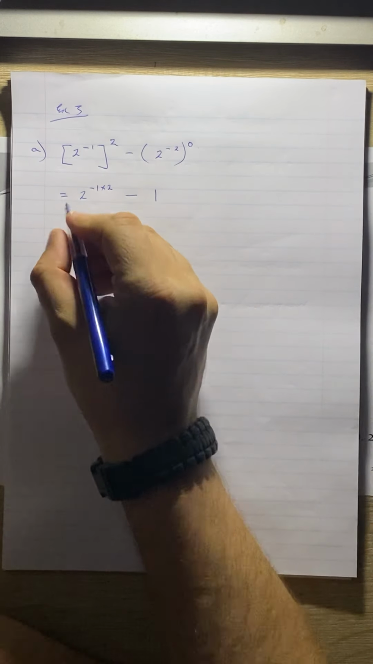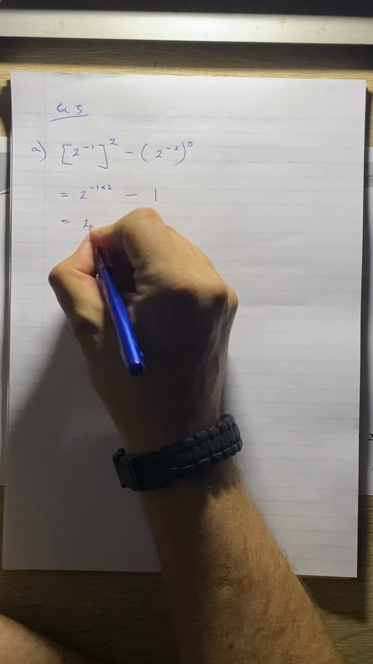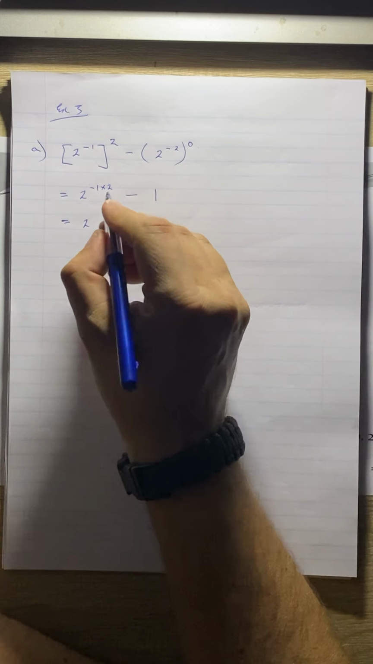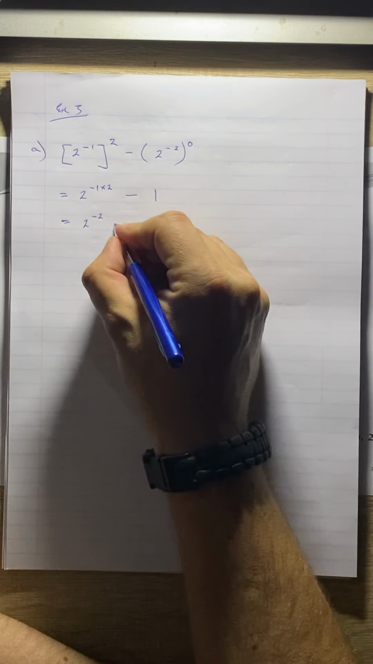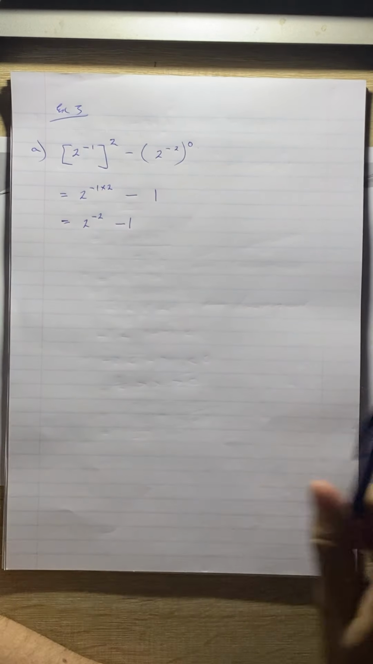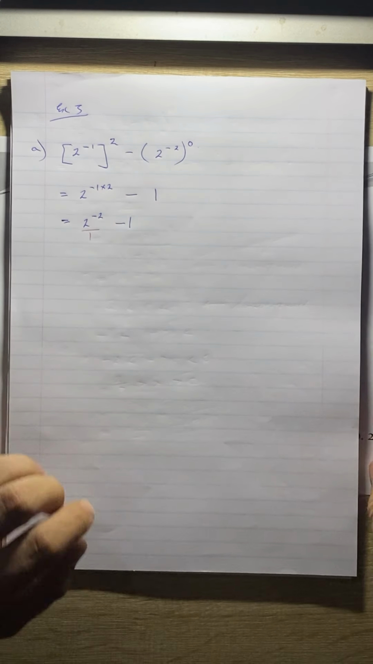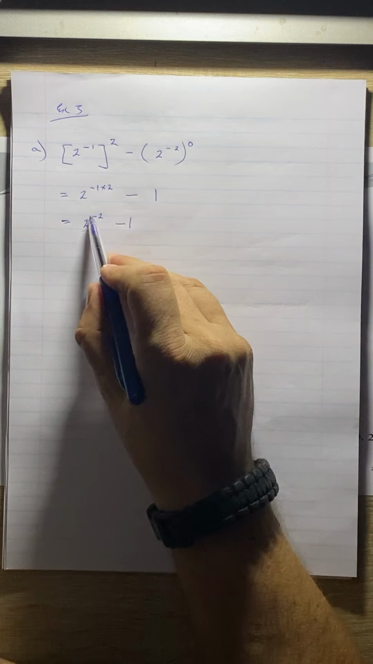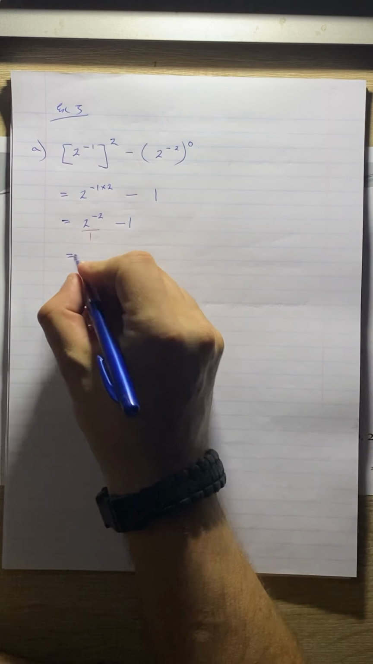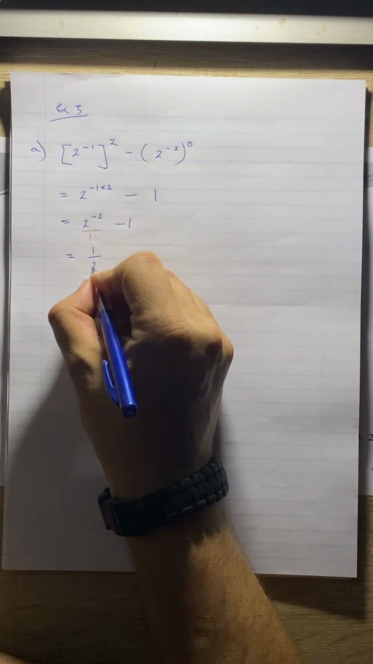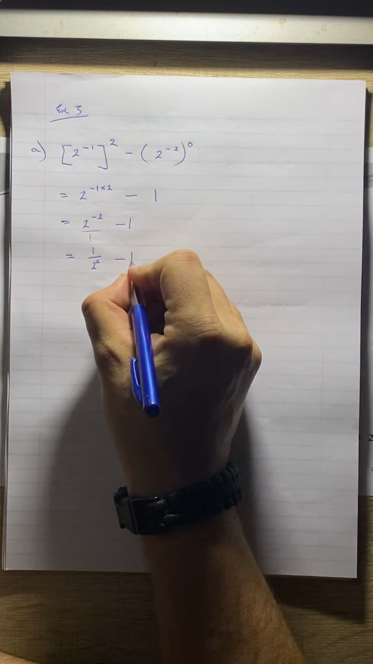Okay, I'm just going to simplify this exponent. So we get minus 1 times 2 is minus 2, minus 1. Now remember that this is over an invisible 1, and it has a negative exponent, so it wants to be at the bottom. So this becomes 1 over 2 to the power of 2 minus 1.